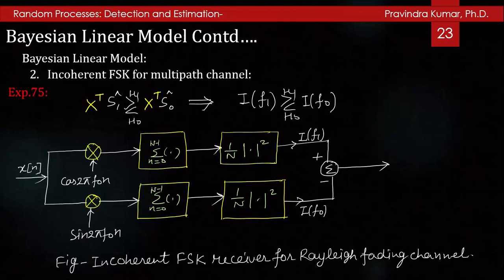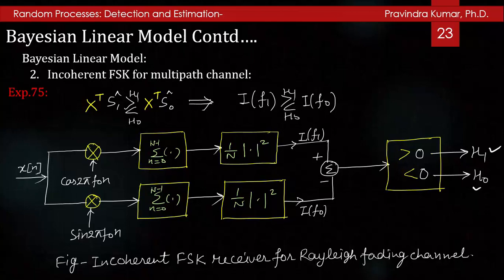Then combining these, we get the test statistic and compare it with the threshold value 0. If it is greater than 0, then we decide in favor of hypothesis H1, and if it is less than 0, then we decide in favor of H0. This threshold is 0 because the threshold value is 1, and after taking the natural log, it will be equal to 0.